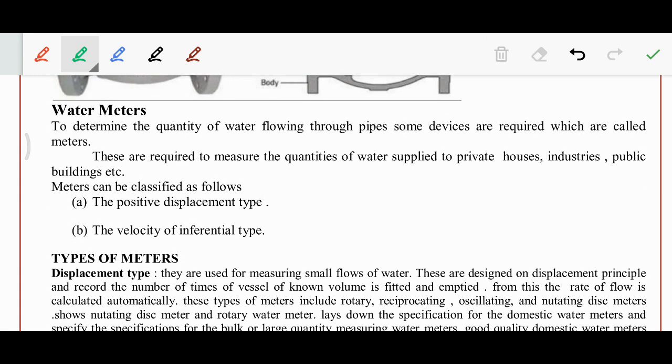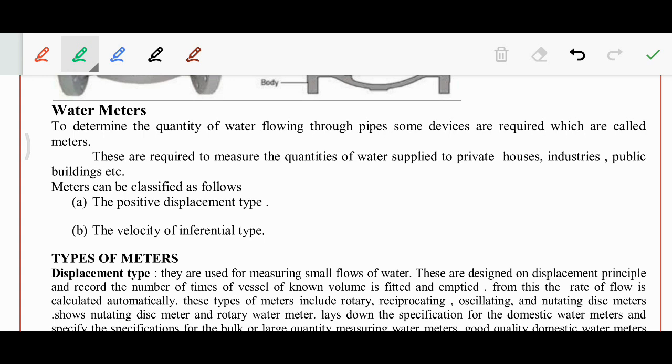Next we have water meters, right? In our houses we used to see these meters, not in all houses. So this meter's main purpose is to determine the quantity of water flow and also the utility of water. It is a mechanical device.